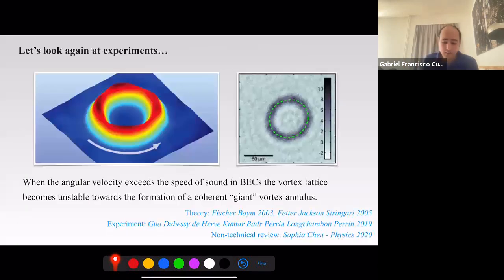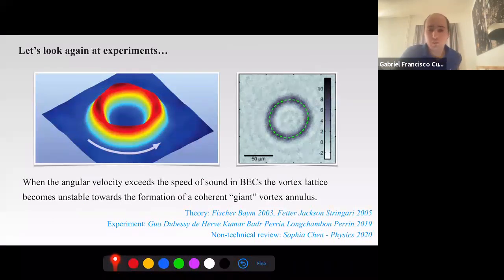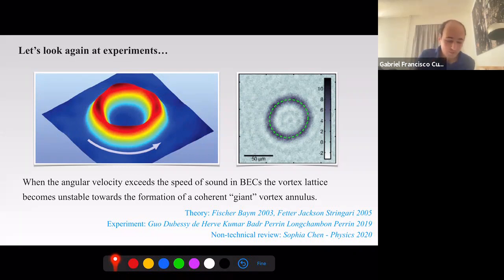The first fact again, this is just what I think is very helpful for me in this presentation, but perhaps it's not very helpful to understand. But if you look at experiments again, and you put now your Bose-Einstein condensate, you trap it, you make it spin, at some point you find a transition from this vortex lattice state to a coherent state. So a coherent superfluid, which is localized on an annulus, which you can think of as a vortex with giant core.